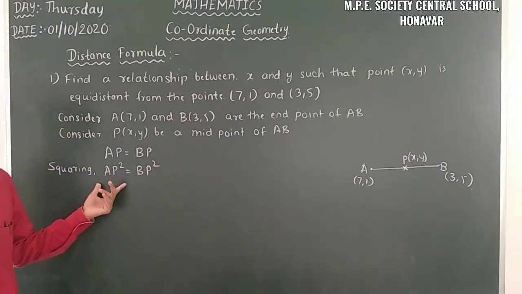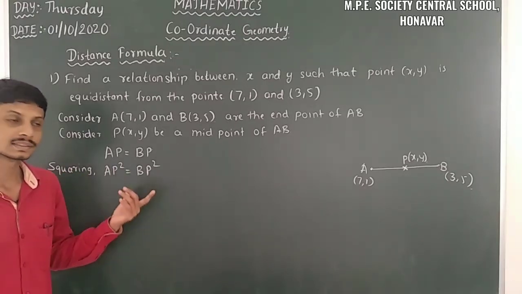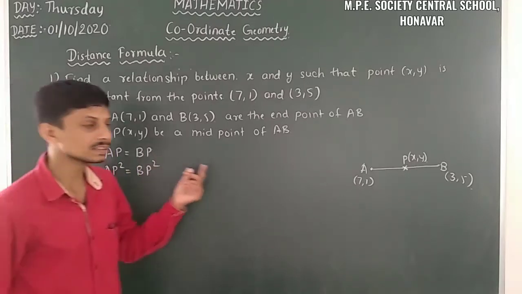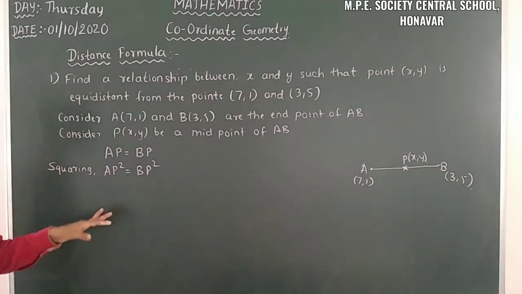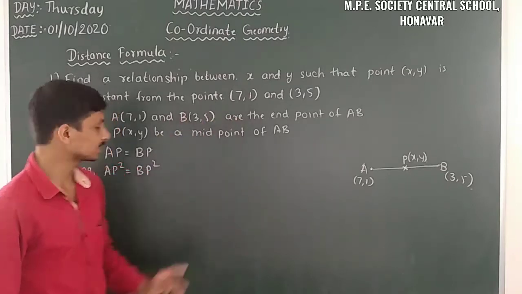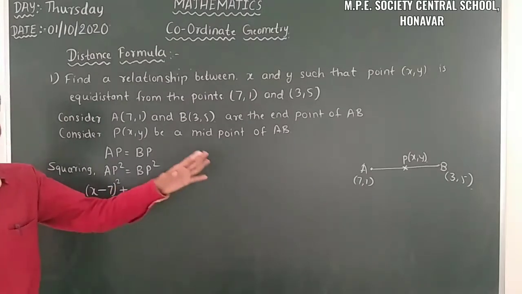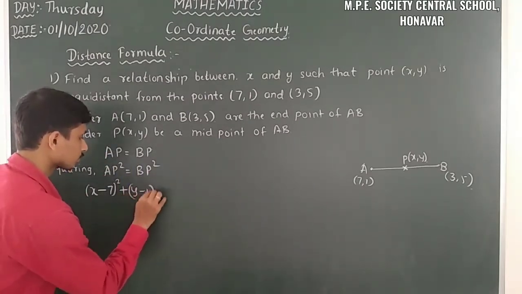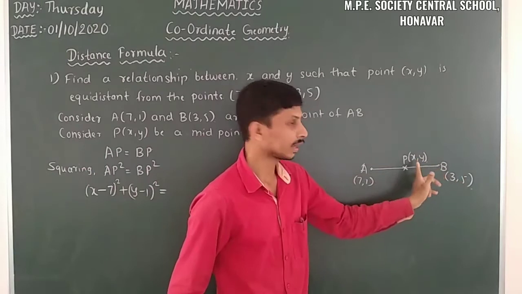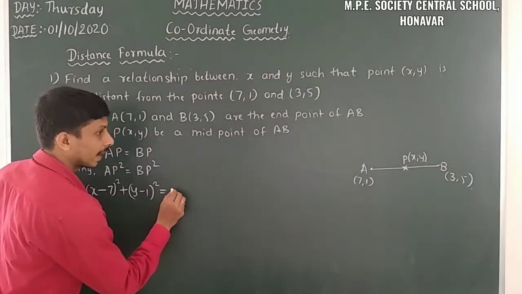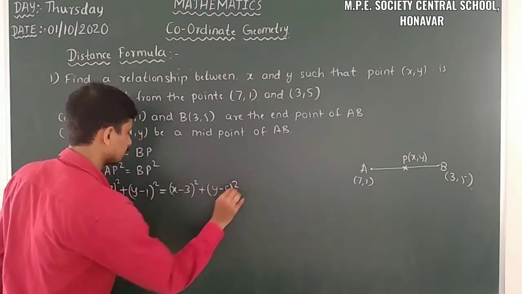Then what happens here: (x2 minus x1) square plus (y2 minus y1) square. In both the cases we have to write the same thing. In AP square, AP means this is x1, y1 and x2, y2. So x2 is x. Here (x minus 7) whole square plus (y minus 1) whole square is equal to BP square. For B, x1, y1 and x2, y2, so (x minus 3) whole square plus (y minus 5) whole square.